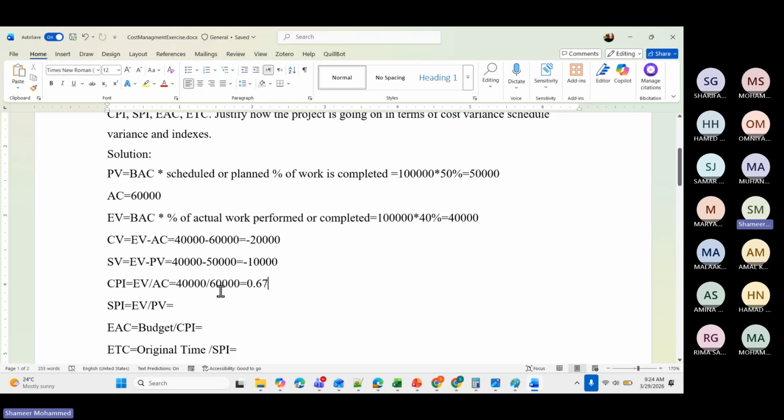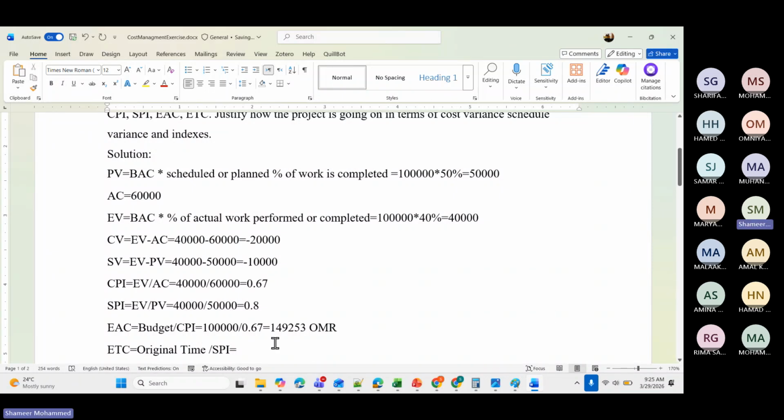Next one is 40,000 divided by 50,000. How much? 0.8. Then estimate at completion: total budget is 100,000 riyals divided by 0.67. How much? 149,253. This is Omani riyal or dollar, something.